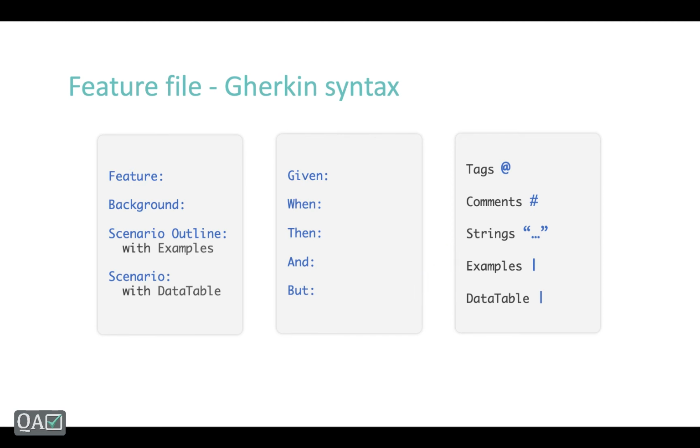Now if you see examples in data table, these are the pipe signs. Each of your data in that grid in the examples data table should be separated by using a pipe sign, so that Cucumber can understand that whatever is inside one pipe is one data, like a cell, right? So that is a separator between the test data. Okay, so that's pretty much what covers your entire feature file.